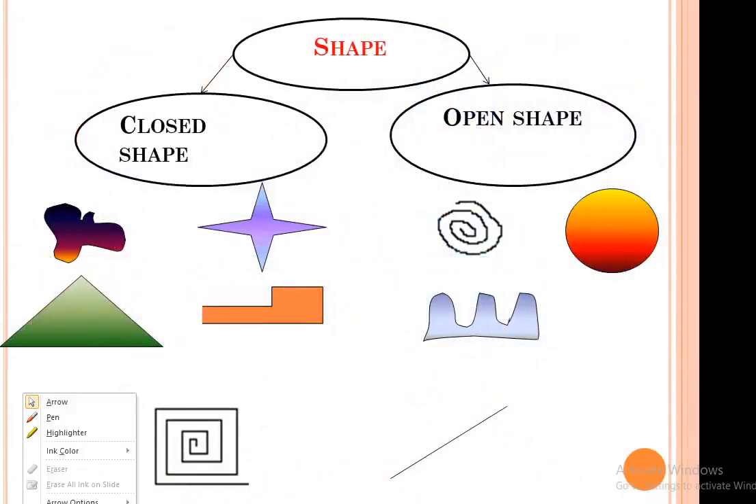Now the shape is of two types. The first one is closed shape, the second is open shape. So let's learn about them in detail.